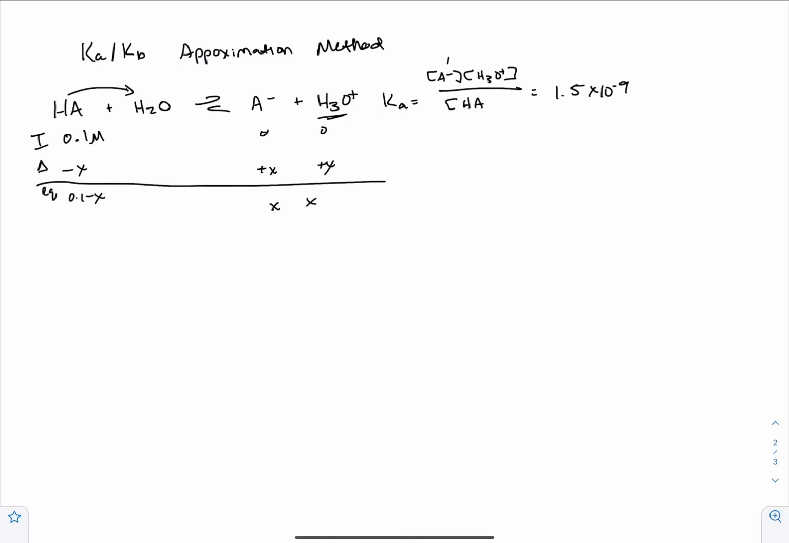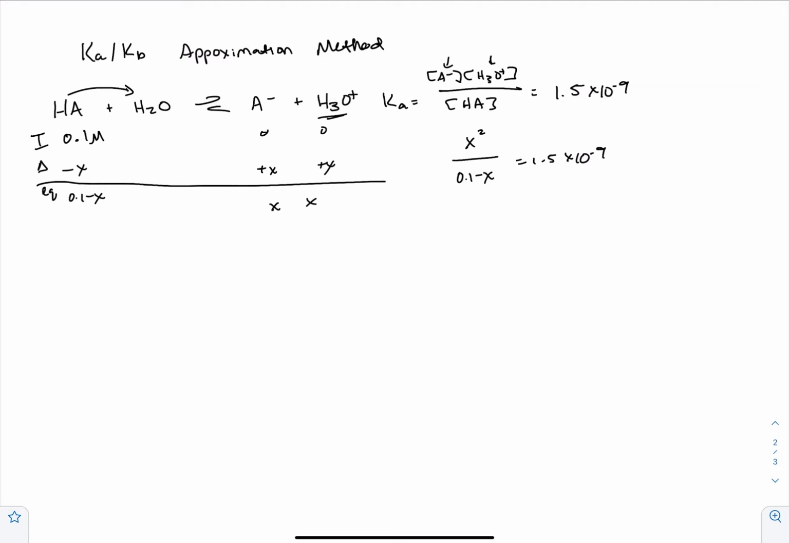So I've got an x for this and an x for this. So I'm going to just rewrite it as x squared, x times x, over my HA value, which is 0.1 minus x, equals 1.5 times 10 to the minus 9. Now I know you can pull out your math app and plug this in, solve the quadratic, and get to the answer.